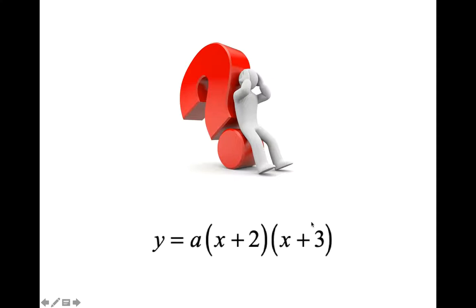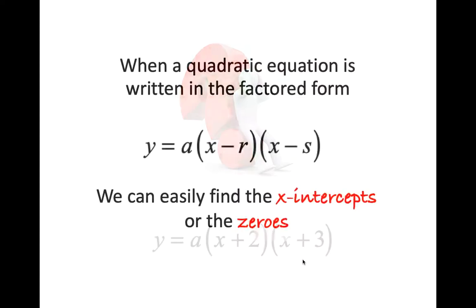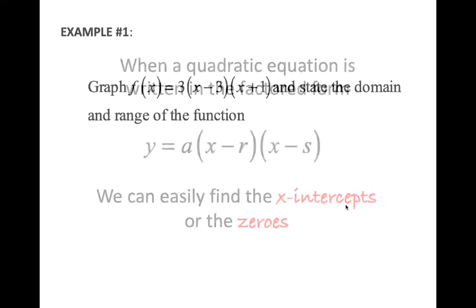So now if you go back to this, and if I said to you, okay, we're going to try and find the x-intercepts, which means we're going to try and figure out when this is equal to 0. Well, if that's equal to 0, then I know that either this has to be a 0 or this has to be a 0. And when you turn that around, what you're finding is that x equal to -2 and x equal to -3 are the zeros of this function, or they are the x-intercepts. So in summary, when a quadratic equation is written in the factored form, and I'm just using random letters here, we can easily find the x-intercepts or the zeros of the function.